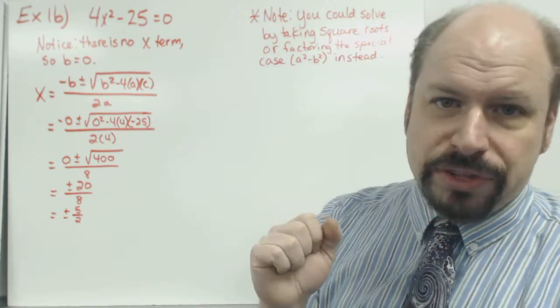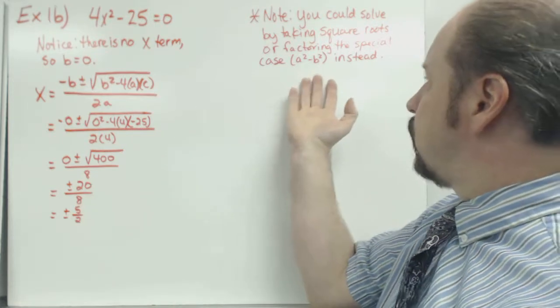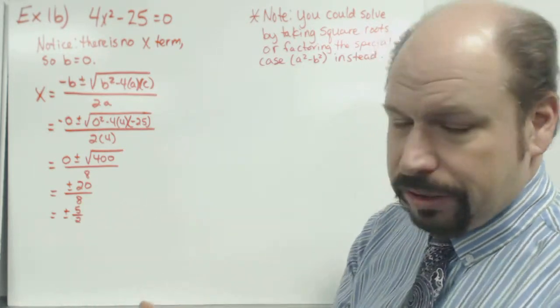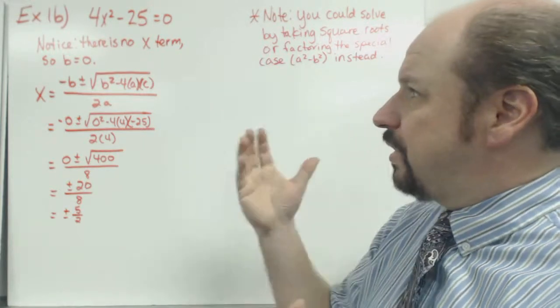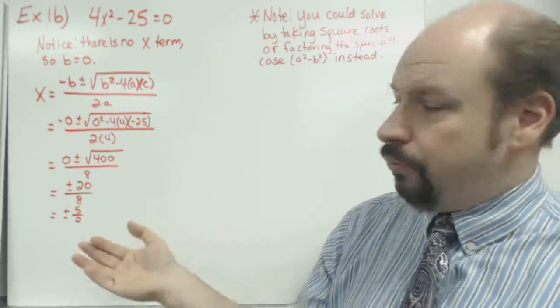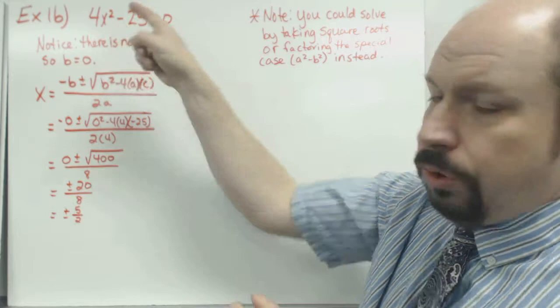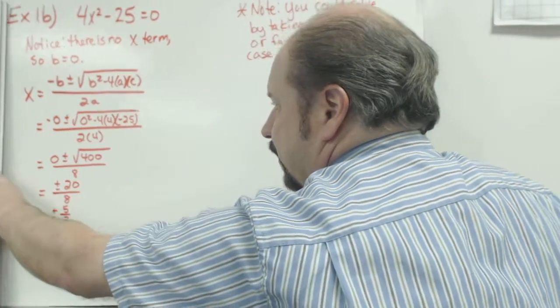Notice we could have solved this one by taking square roots or by factoring the special case a squared minus b squared instead. We would have ended up with the same answer. So it doesn't matter which method we use, but since I'm doing examples of quadratic formula, there is an example of quadratic formula when you don't have a b term in the middle. Okay, next example.